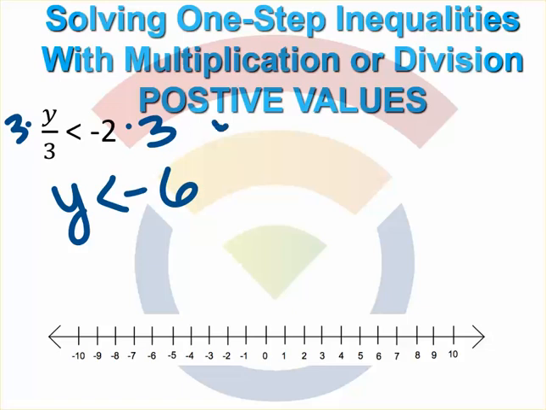Now remember, I specifically said we were going to deal with positive values, but that's what we're multiplying or dividing by. So it's okay to have other negatives. I divided by a positive, or multiplied by a positive number. So nothing unusual happened. Here, y is less than negative 6.